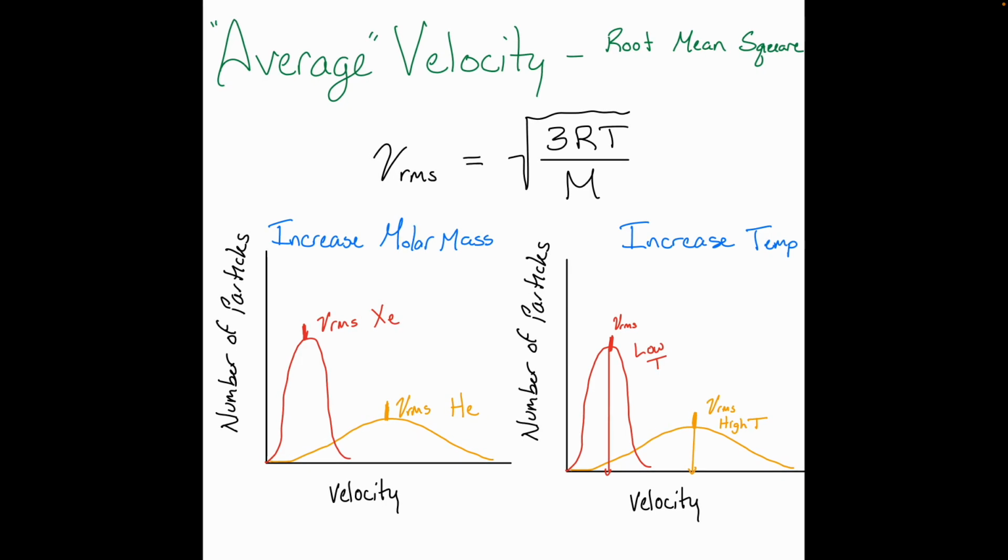Okay, so this idea of root mean square velocity, or we can just think about it as an average velocity. We get this relationship that comes out of kinetic molecular theory that shows that velocity is related to the square root of temperature and the inverse root of the molar mass of a gas.